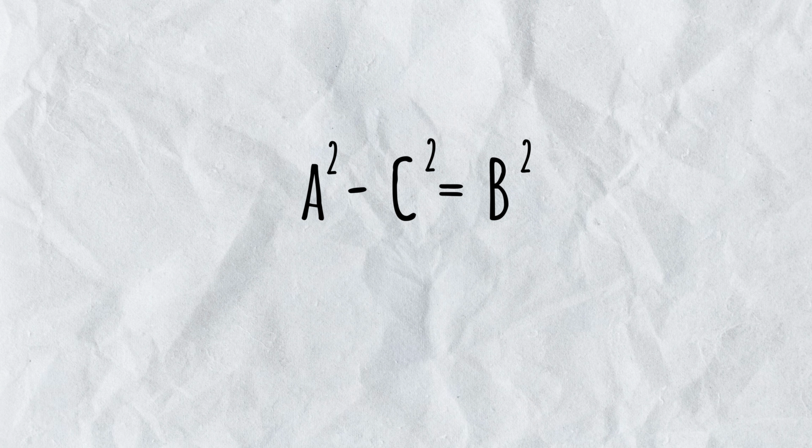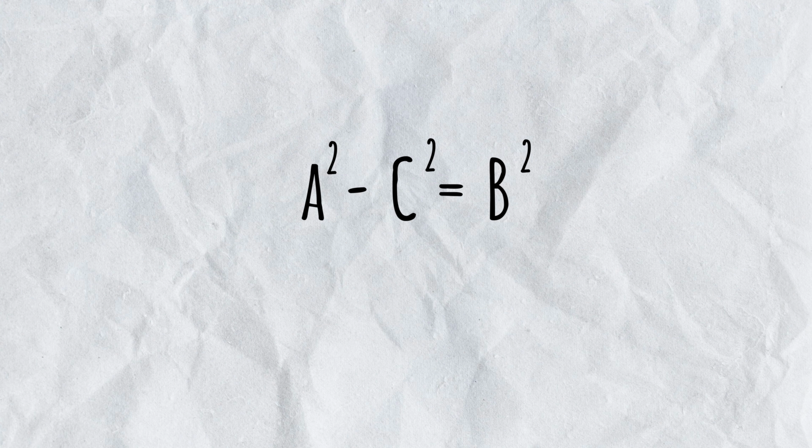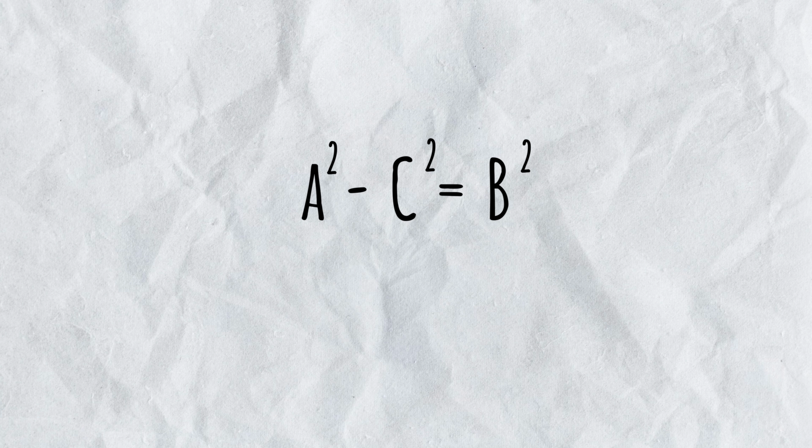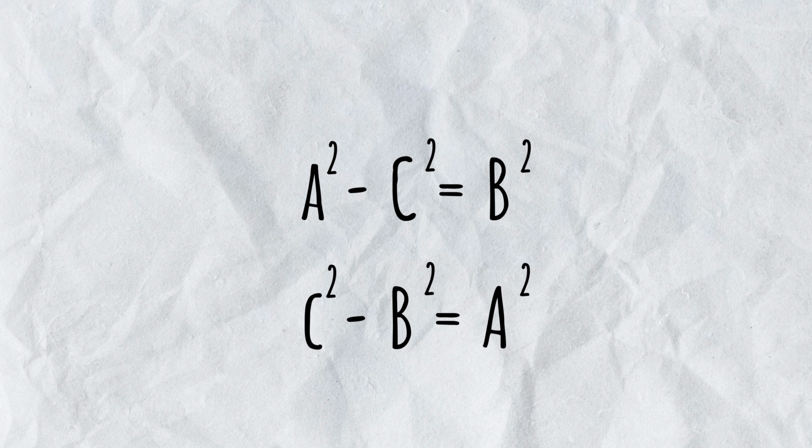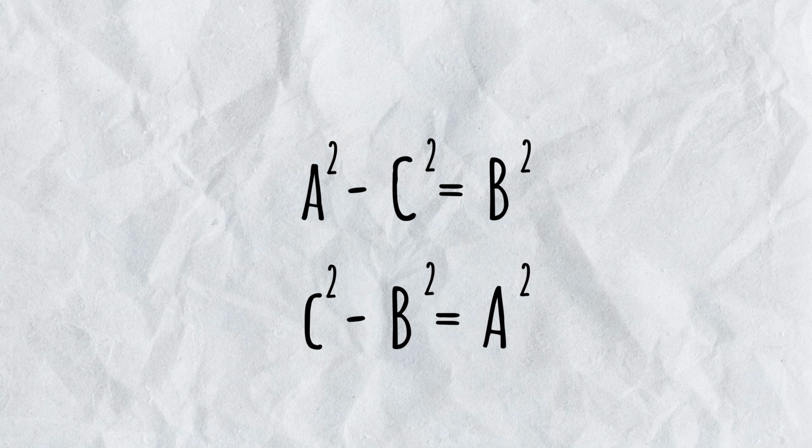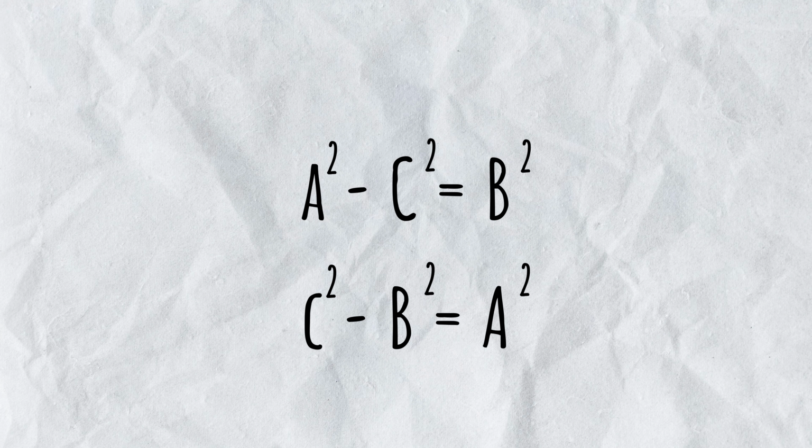We either need to look at a squared, take away c squared if side B is missing, and that gets us b squared, or we do c squared, take away b squared if we're going to find a squared. So it's probably going to make a little bit more sense with an example.